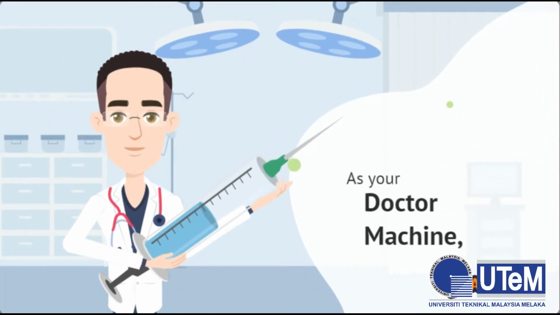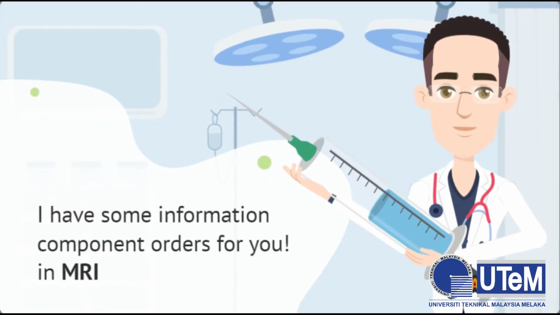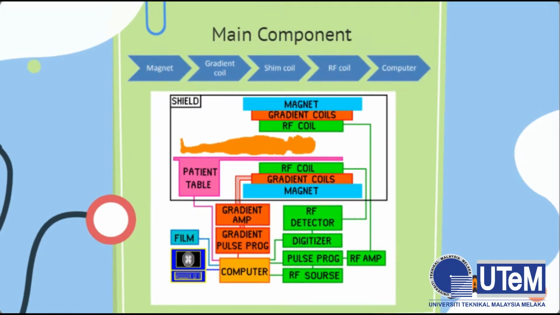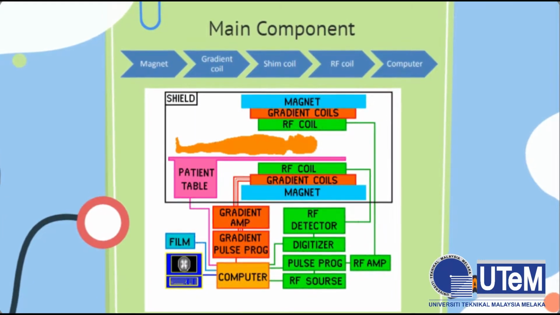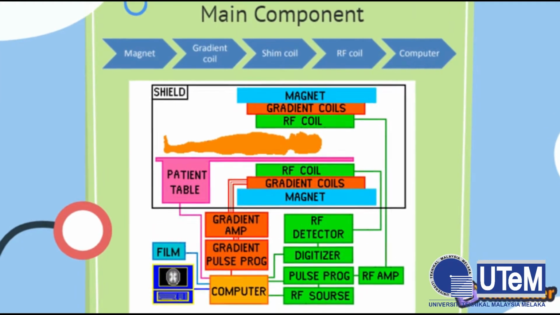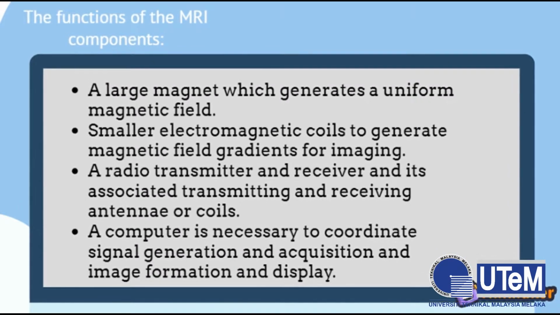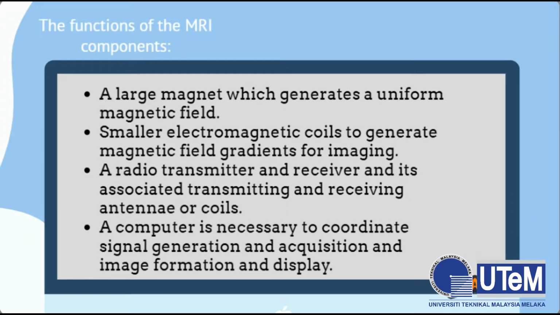As your doctor machine, I have some information about component orders for you in MRI. The main components in MRI are magnet, gradient coil, shim coil, RF coil, and computer. The functions of MRI components are a large magnet which generates a uniform magnetic field, smaller electromagnetic coils to generate magnetic field gradients for imaging, a radio transmitter and receiver and its associated transmitting and receiving antenna or coils. A computer is necessary to coordinate signal generation, acquisition, and image formation and display.